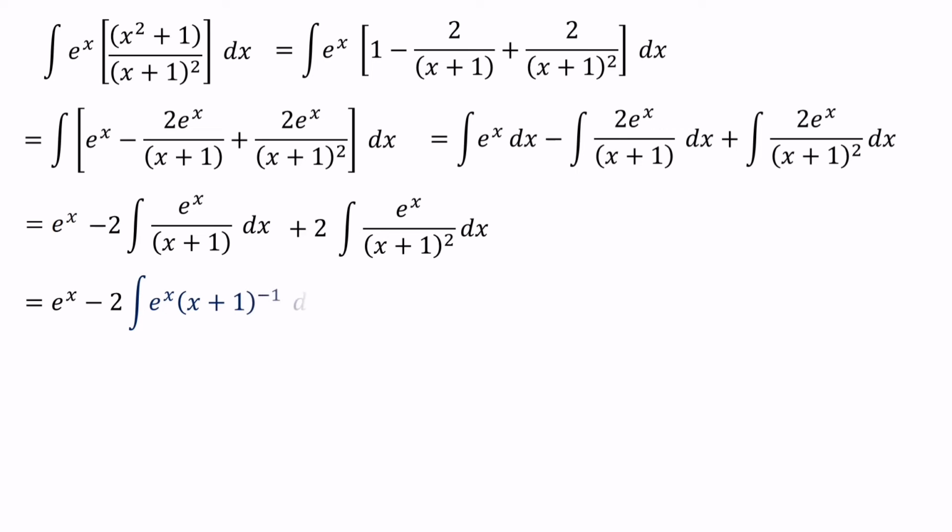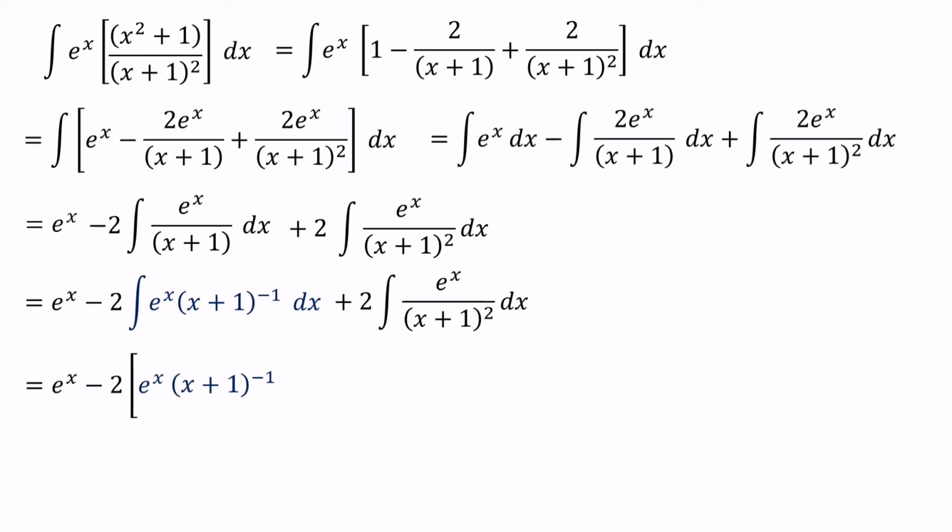To simplify this integral, we can use the integration by parts method. We can give priority to e to the power of x. Integral of e to the power of x we can write as e to the power of x. x plus 1 to the power of minus 1 we can write as it is. Minus integral e to the power of x into now the differentiation of x plus 1 to the power of minus 1. The differentiation of x plus 1 to the power of minus 1 we can write as minus 1 times x plus 1 to the power of minus 2 into the differentiation of x plus 1, which is 1 plus 0.